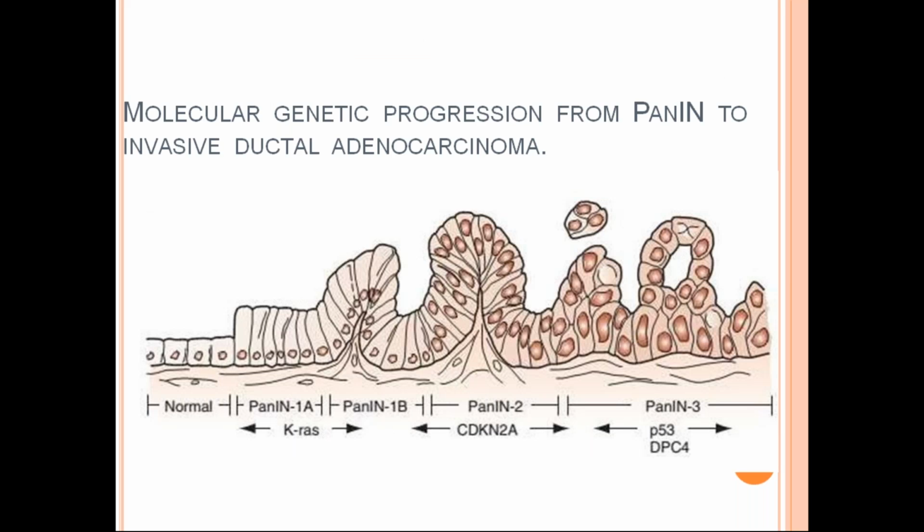This is the pictorial representation. You can see these are the normal cells. Here the KRAS mutation first occurs. See how the cells are changing, with each mutation the cells are changing. There will finally be nuclear atypia and loss of nuclear polarity. So first, pancreatic intraepithelial neoplasia 1A to 1B, KRAS. From 1B to 2 to 3, in between there will be CDKN2A. Here there will be P53 and DPC4 genes. This will progress later to carcinoma.